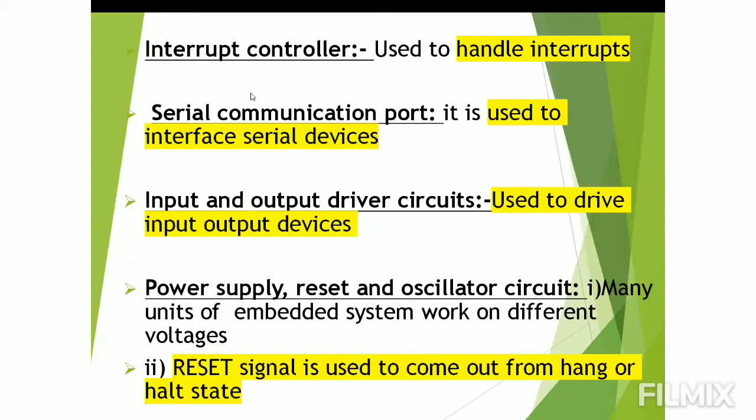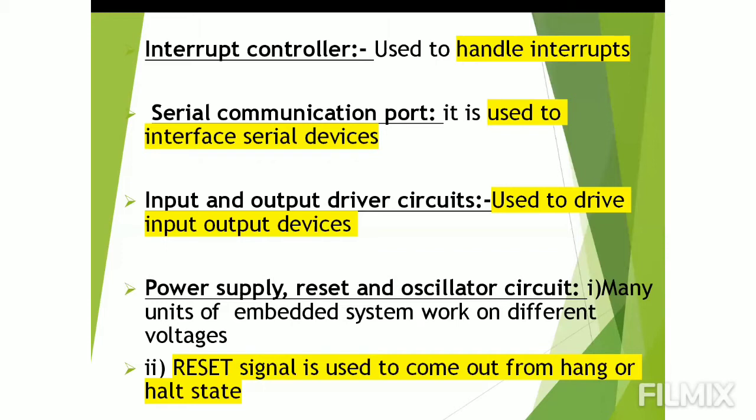The next block is the interrupt controller. The interrupt controller is used to handle interrupts. The next one is the serial communication port. It is used to interface serial devices. Means for interfacing various serial devices, we need to use a serial communication port, and this type of port uses serial communication. The next one is the input-output driver circuit. The input-output driver circuit is used to drive input-output devices.